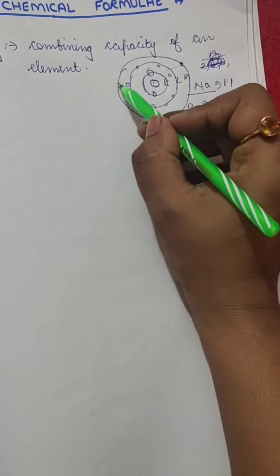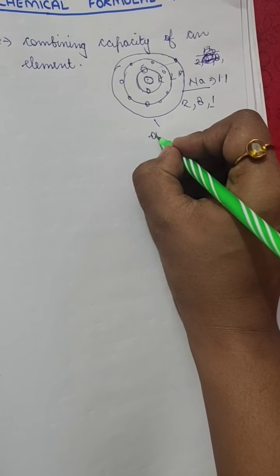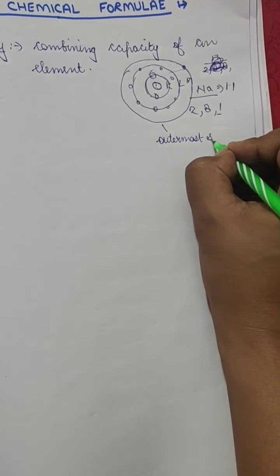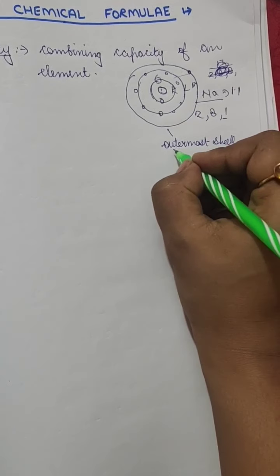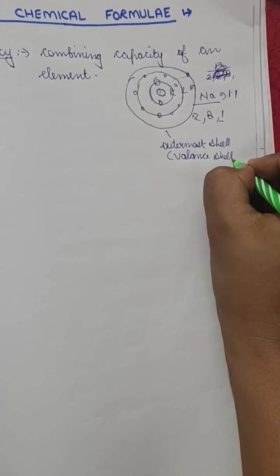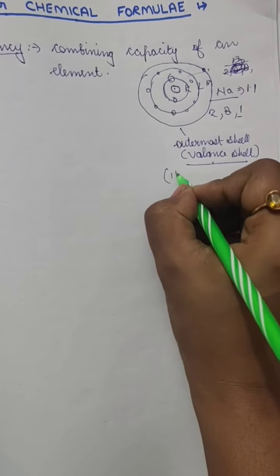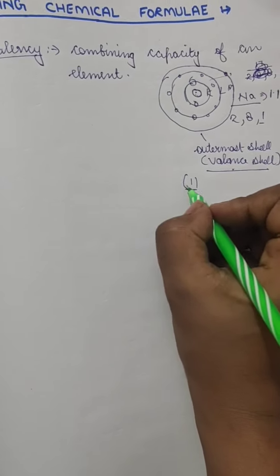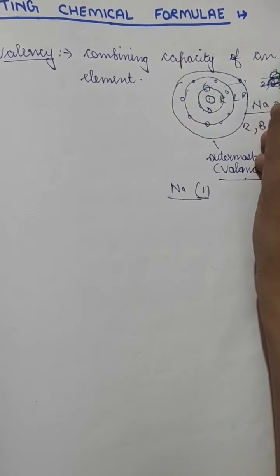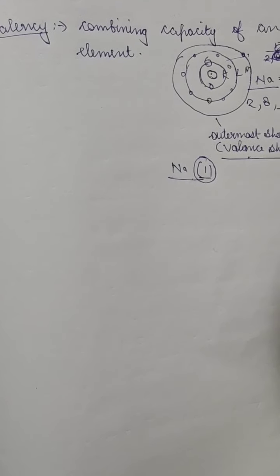The outermost shell we can also call the valence shell. So in the valence shell, the number of electrons is only 1. That means the valency of sodium is 1. The valency is the combining capacity because with this 1 electron, sodium will combine with the other atom.